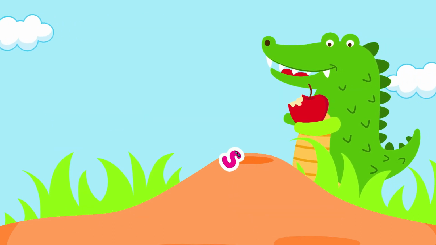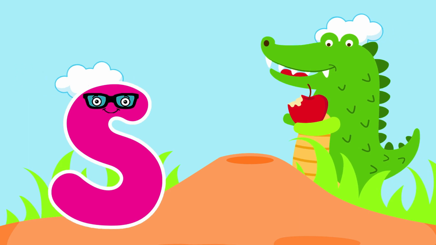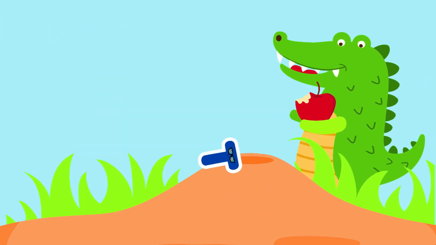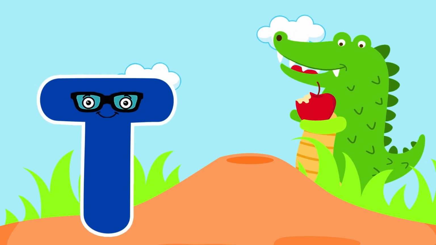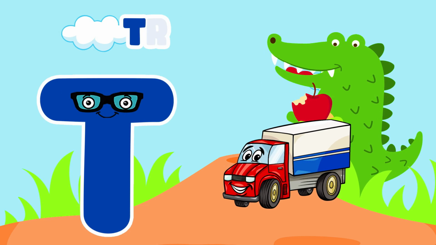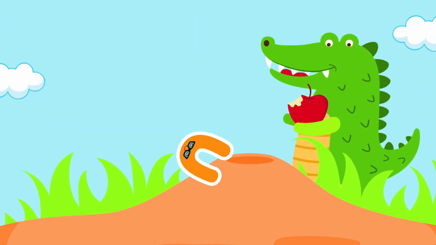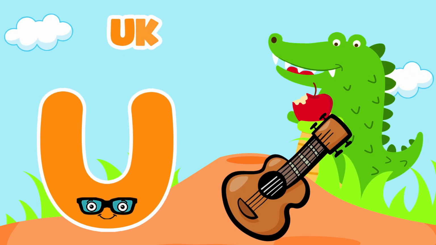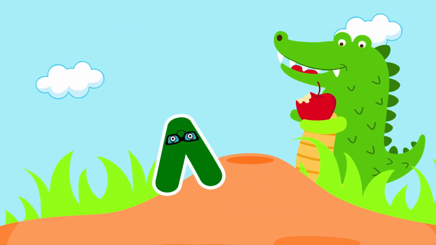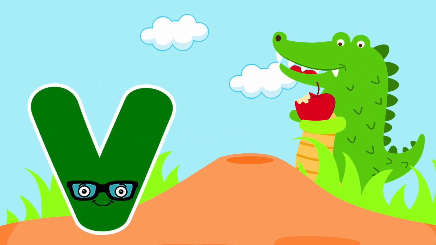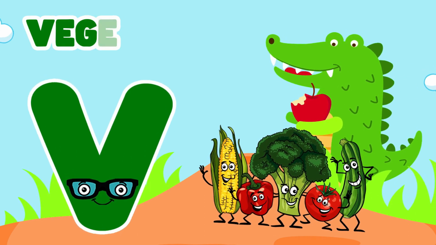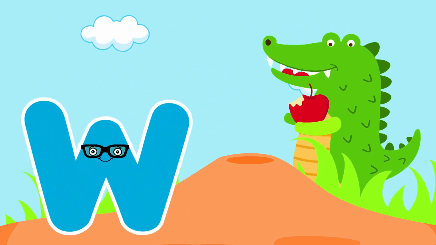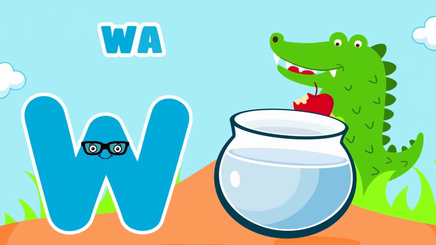Raspberry. S for sun, sun. T for truck, truck. U for ukulele, ukulele. V for vegetable, vegetable. W for water, water.